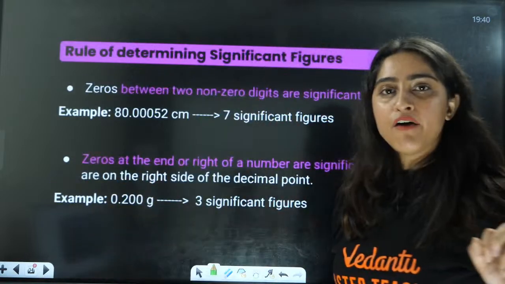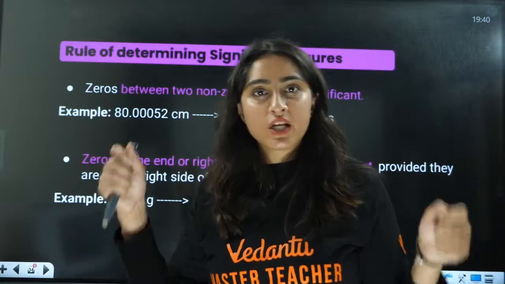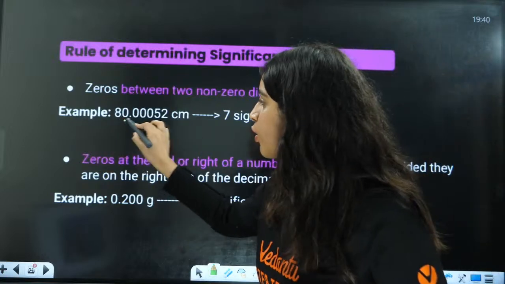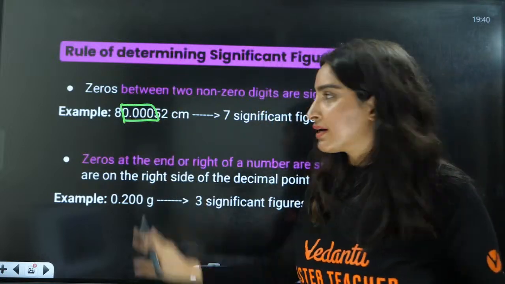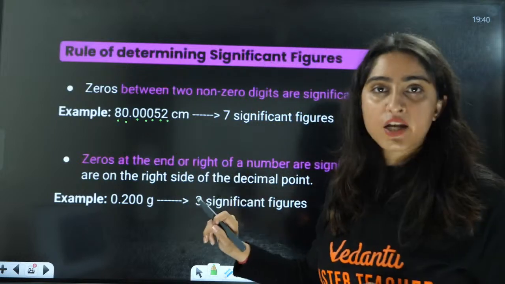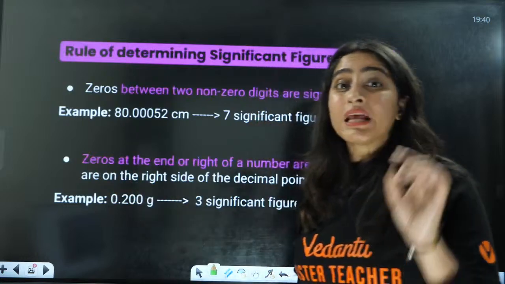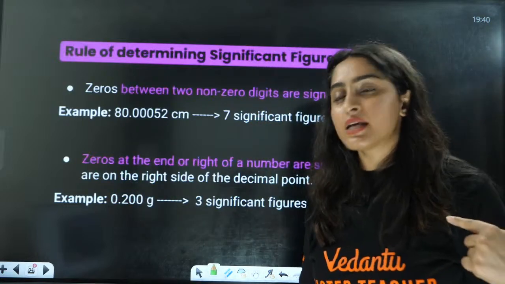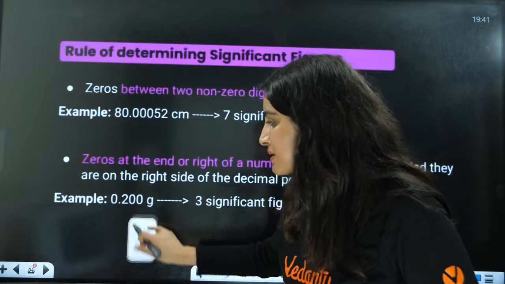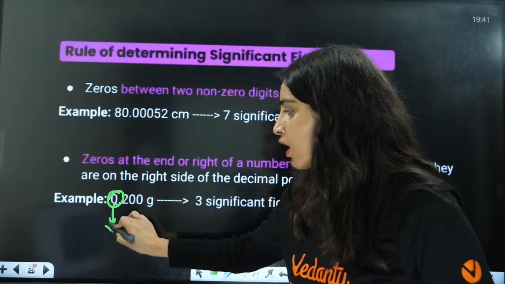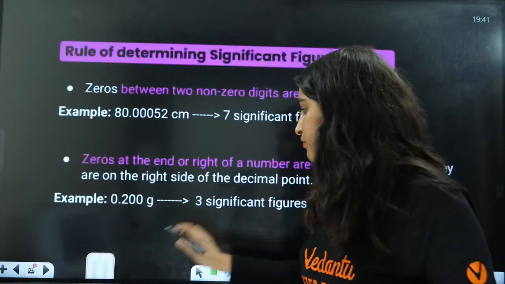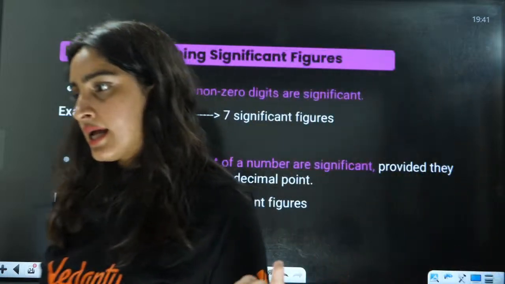Right? Now, if you have zeros in between 2 non-zeros, for example, this is 8, this is 5, all these zeros will be significant, so it will have 1, 2, 3, 4, 5, 6, 7. It will have 7 significant figures, right? Now, zeros after the non-zeros will be significant. For example, if we are talking about this, the zeros preceding the non-zero are not significant, but the zeros after the non-zero are significant. So it will have 3 significant figures. Yes?